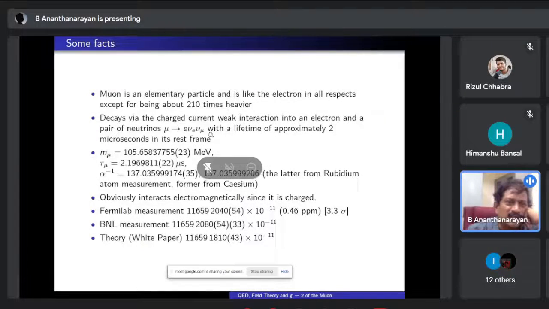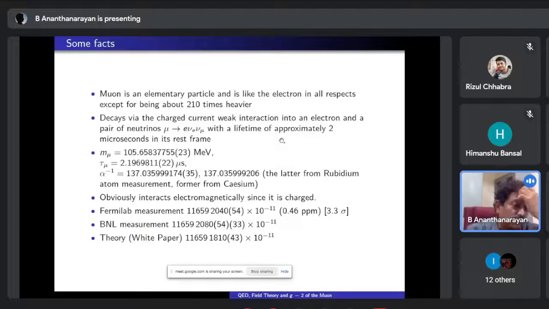As I said, the muon itself is an elementary particle which is about 210 times as heavy as the electron, and it decays just like the neutron decays into a proton, an electron and a neutrino. The muon decays into an electron and two neutrinos, and its lifetime is very well known. It's of the order of 2 microseconds. Its mass is given in these units over here where I put c to 1.